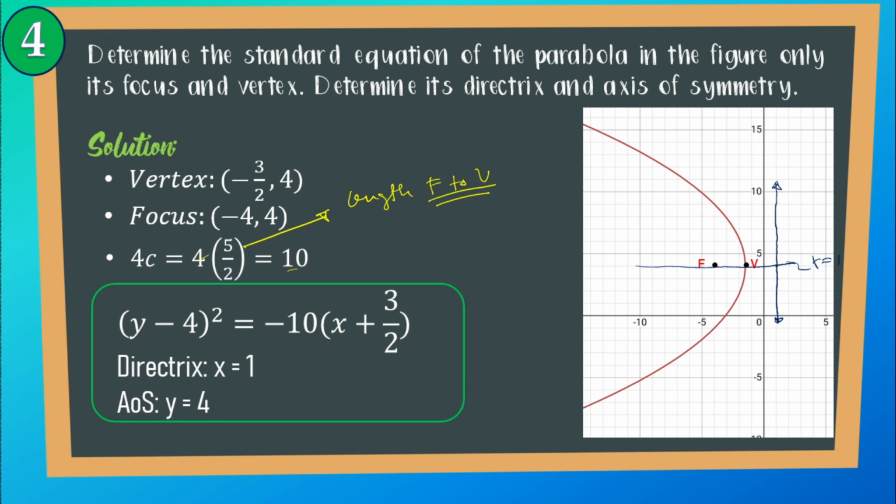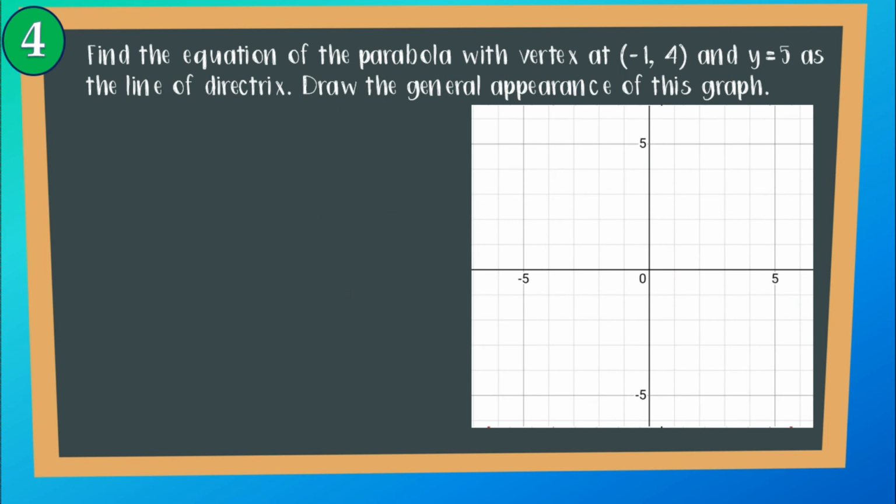All right, next. Find the equation of the parabola with vertex at negative 1, 4, and y equals 5 as the line of the directrix. Draw the general appearance of this graph. Okay, yung equation ng parabola, meron siyang vertex na negative 1, 4. So, hanapin natin. So, negative 1, tapos 4. So, dito.